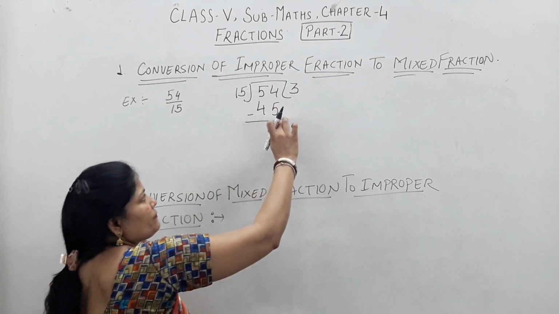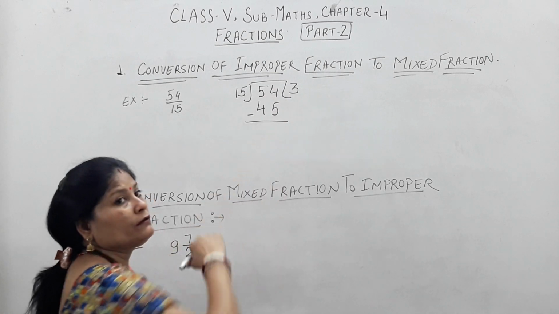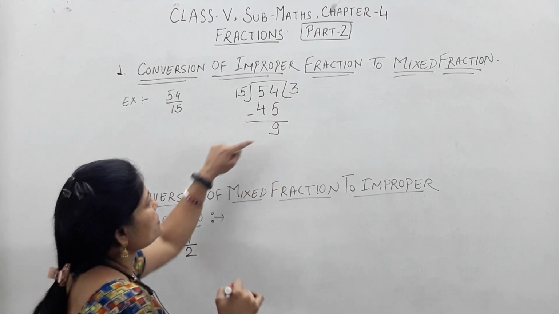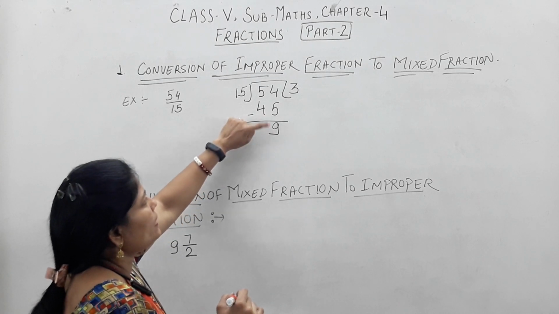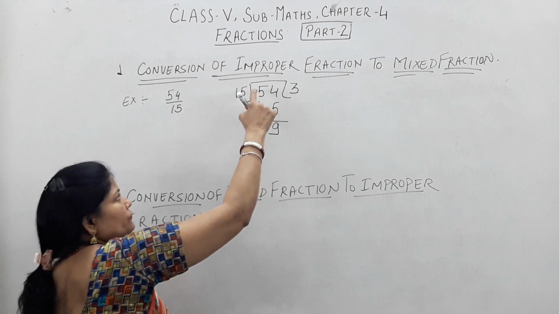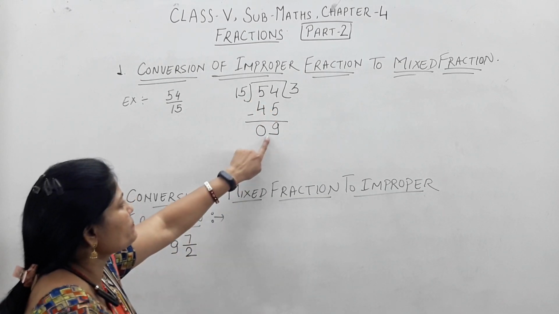4 minus 5 is not possible, so take one borrow. 14 minus 5: 5, 10 and 4, 14, so 9. See children, 9, and 5 add. After adding we will get 14. Now see children, here only 4 remains. 4 minus 4 is 0. Understood? So this is my remainder.